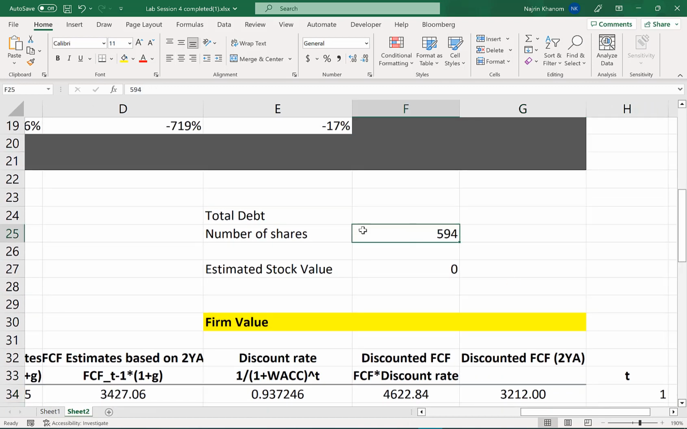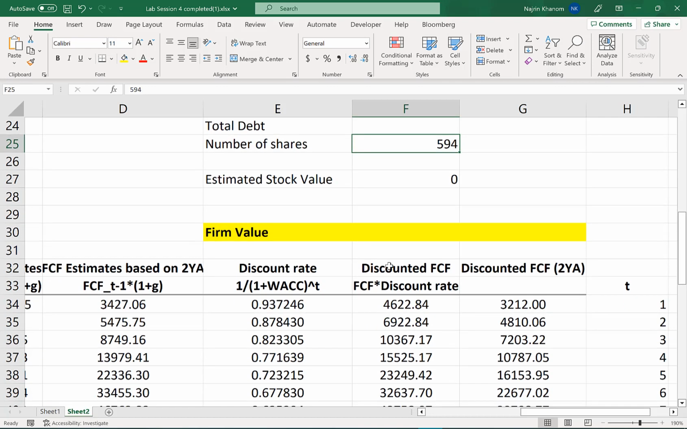This 594 number of shares, I got this from Bloomberg. So if you go back to Bloomberg Southwest equity and then FA and look up number of shares or number of shares outstanding, you'll find 594 for 2022, end of 2022. So that's where this number came from.